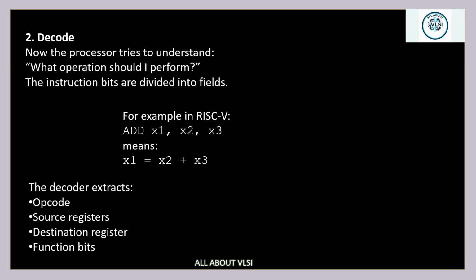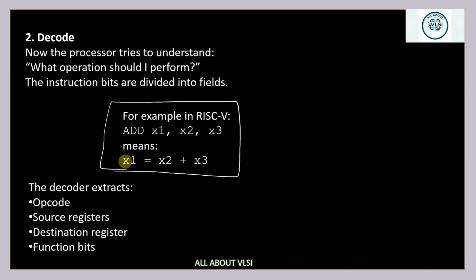Now, the next step after fetching is decoding. After fetching the instruction, my processor needs to decode what exactly that particular instruction is saying. So the processor tries to understand what operation it should perform, and the instruction bits are divided into different fields, like add x1, x2, x3, which is nothing but x1 equals x2 plus x3, which we already know. But the processor needs to decode it, right?